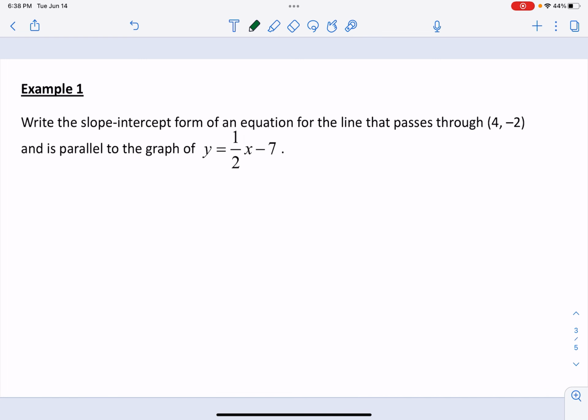Okay. Write the slope-intercept form of an equation for the line that passes through that point and is parallel to the graph of that line. Remember, to write the equation of a line we need a slope and a point. My slope in this case is 1/2, because they're parallel, so it's the same slope. The point I'm going to use has an x of 4 and a y of -2.